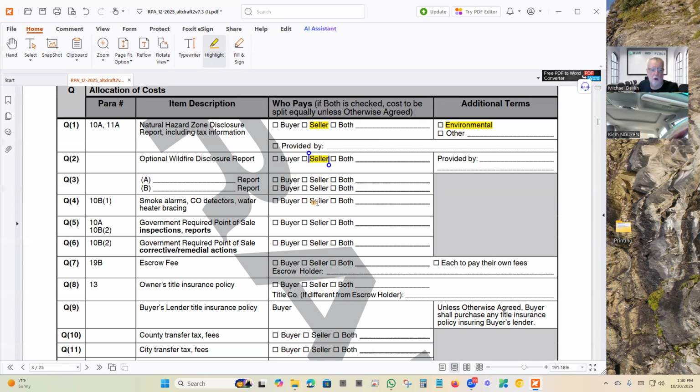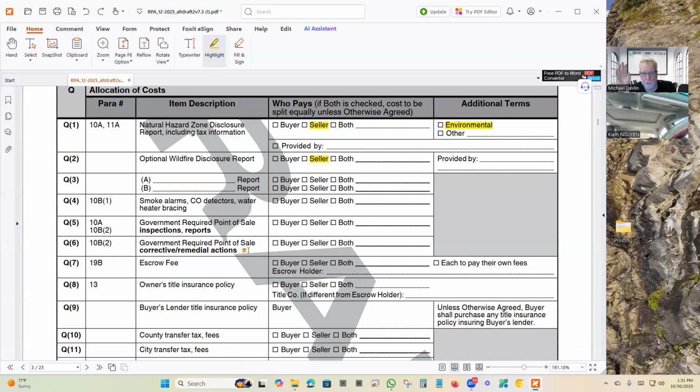Smoke alarms. This could be anybody, but we would typically say seller. Government required point of sale inspections and reports, corrective remedial actions. So if you say, well, we're going to leave it blank because we really don't know, or the buyer's going to pay, or the seller's going to pay, you can't make these things go away. Because a point of sale means it has to be done before the transaction can close. And if it's a required point of sale, like a sewer lateral, that you have to have sewer lateral certification.